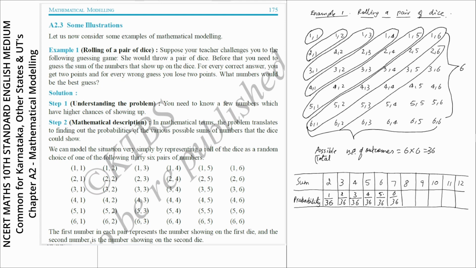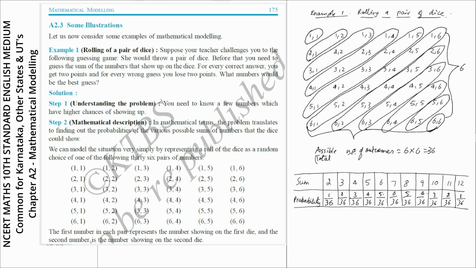And the probability of getting 8 is 5 by 36. And the probability of getting 9 is 4 by 36. The probability of getting 10 is 3 by 36. For the probability of getting 11, there are 2 outcomes: 6 plus 5 is 11, 5 plus 6 is 11. Therefore the probability of getting sum equal to 11 is 2 by 36. And at last, the probability of getting sum equal to 12 is 1 by 36.